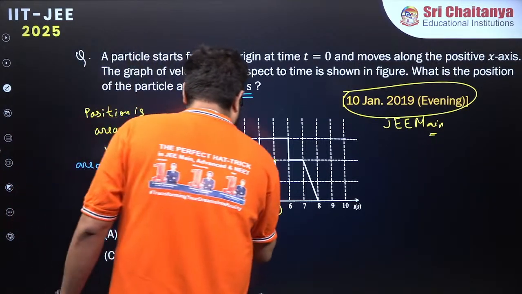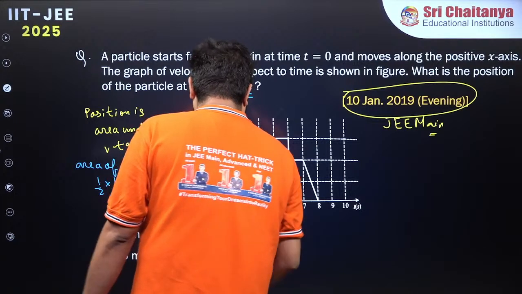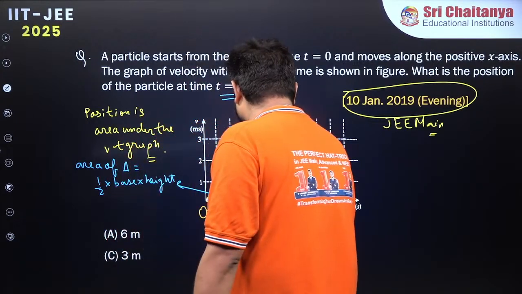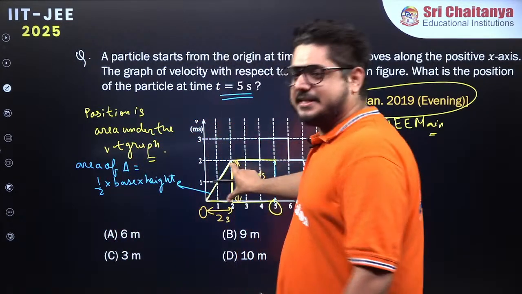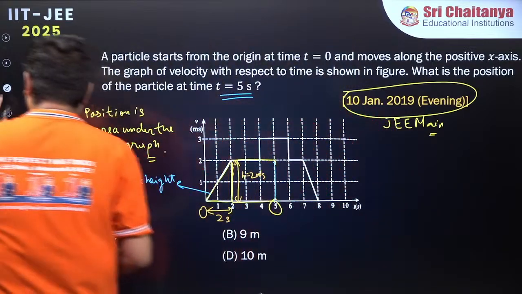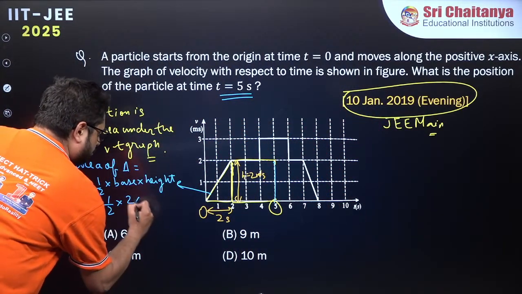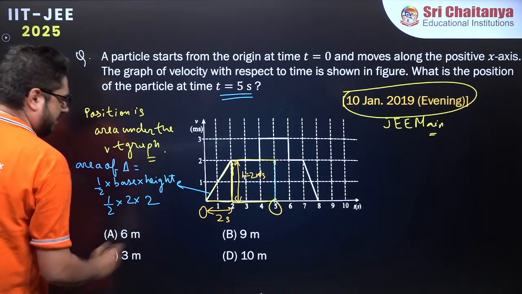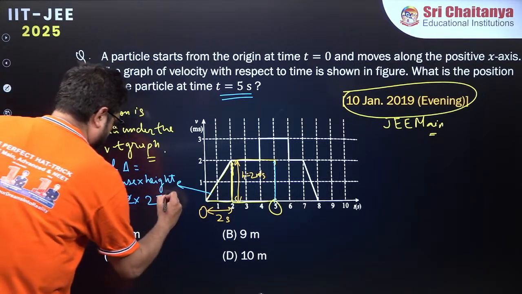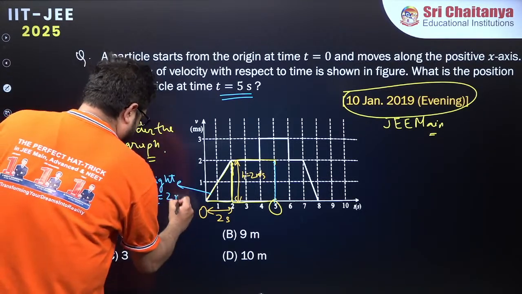What's the height? Height is equivalent to 2 meters per second itself, isn't it? This is going to be the height. So I can write it down over there. The area of the triangle will be half into 2 into 2. Okay? So what will I be getting? That's 2. 2 meters I am getting over there.